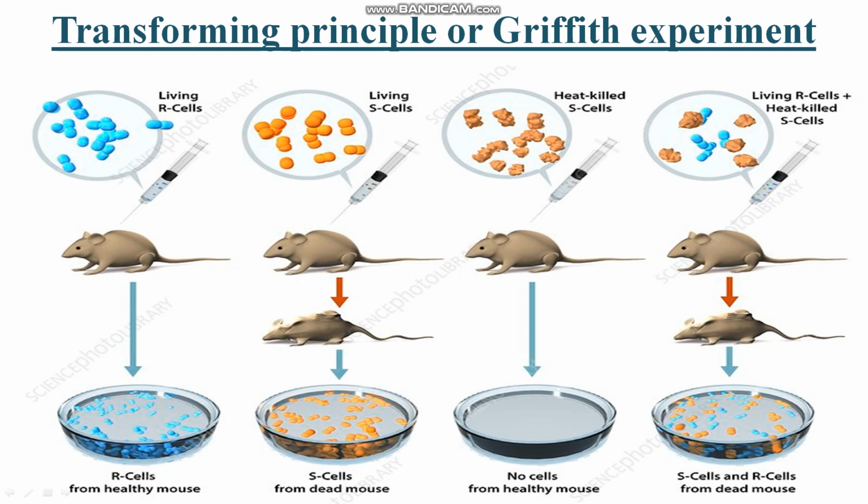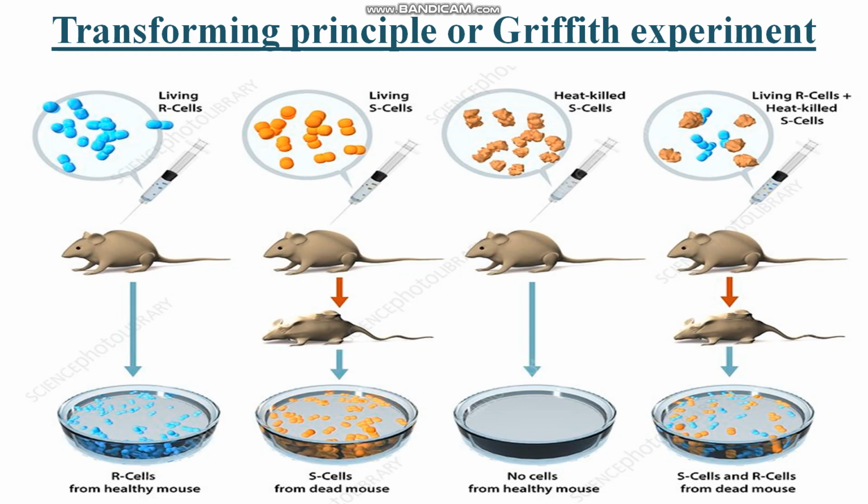It means something is transformed from the S strain to the R strain. You can say the R strain of bacteria becomes the S strain of bacteria, and they cause pneumonia, and the mouse will die, and the mouse died. Mouse dead, right?